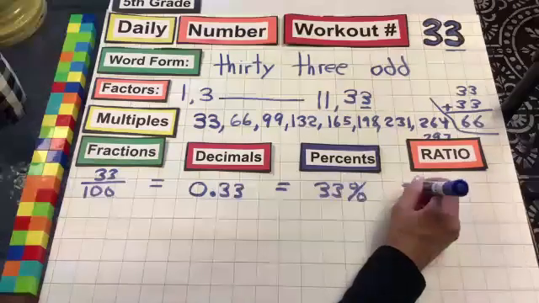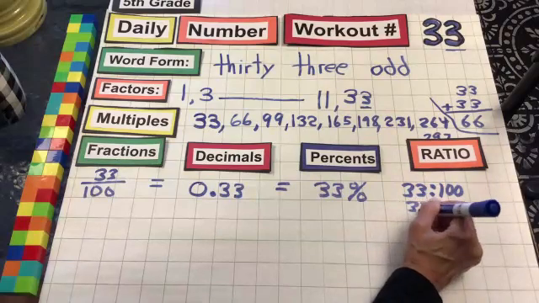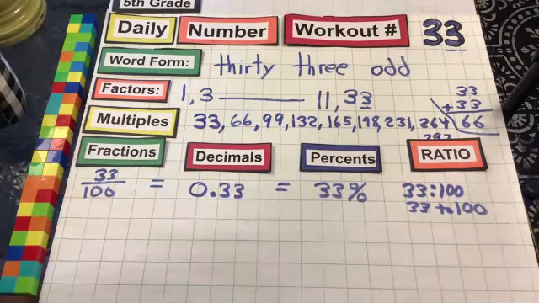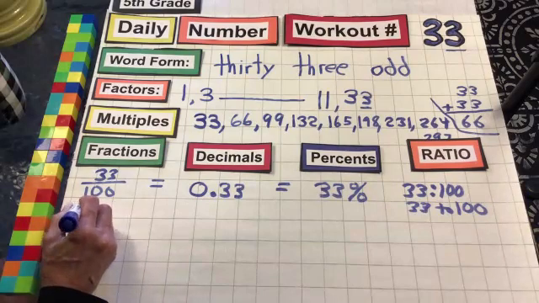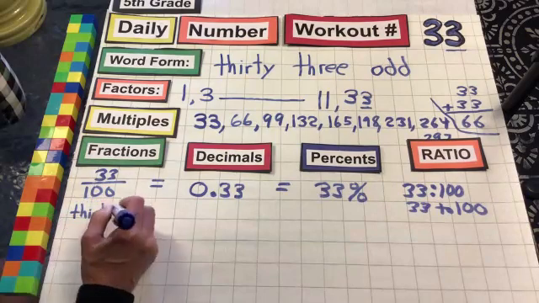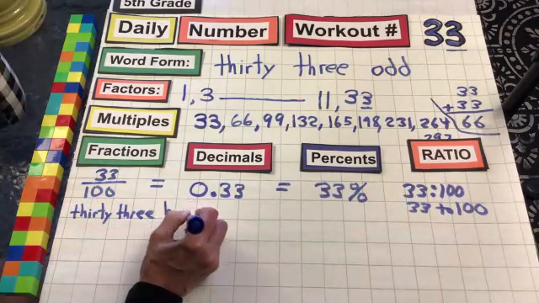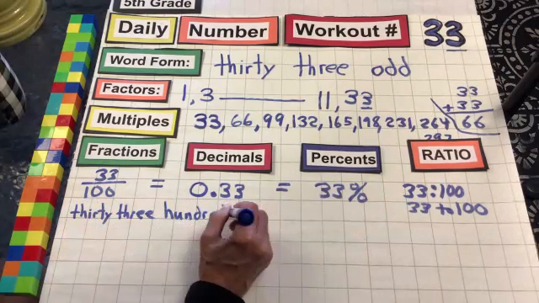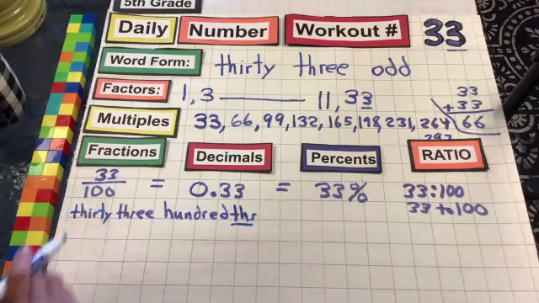Ratio would look like this: 33:100 or 33 to 100. And if we're going to write this in word form, it would be just like I said, 33 hundredths. I didn't say that. I said out of 100. So 33 hundredths with a THS. That tells us it's part. It's not a whole. If it's 100 over 100, it's one whole. But we're just part of 100.